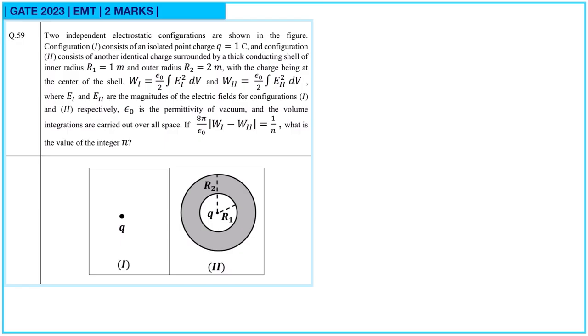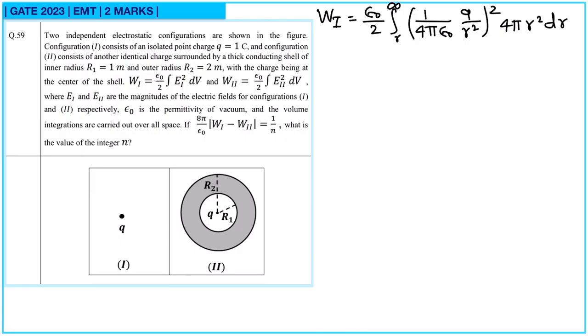Now here we will calculate the work done. So in the first case, W1 is equal to epsilon naught by 2 integration. So this will go from r to infinity, and first is E1 square. E1 square is 1 upon 4 pi epsilon naught into q by r square, the whole square. So this is E square, and into we have the volume integral. Now in the spherical coordinate system, we will consider that d tau is equal to r square sine theta dr d theta d phi, but that integration over d theta d phi comes out to be 4 pi. So this will be 4 pi into r square into dr.